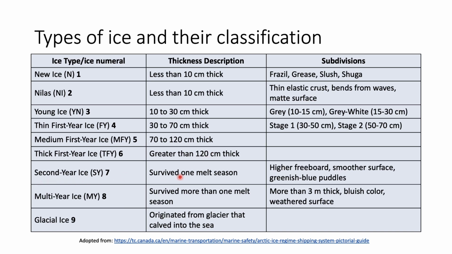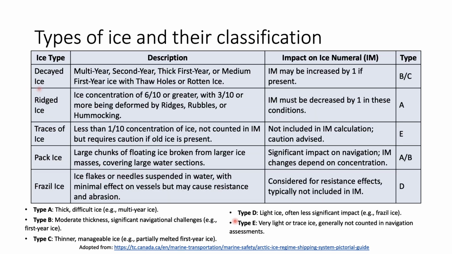The second year ice, they survived at least one melt season. They have higher freeboard, smoother surface and greenish blue puddles. Multi-year ice is basically ice that survived more than one melt season. Glacial ice originated from a glacier that calved into the sea. So these are all the different types of ice and their classification. There are also other types which are called the decayed ice, ridged ice, traces of ice, pack ice and fossil ice. Some countries also use the classification A, B, C or D.